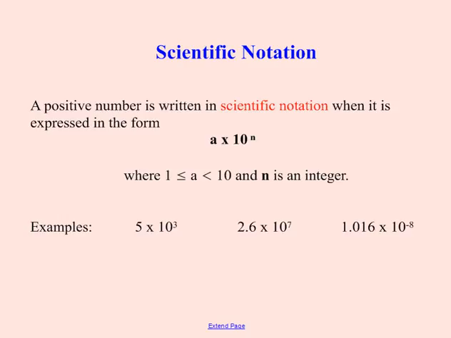We have 5 times 10 to the third. This is in scientific notation. You'll notice that the number 5 is between 1 and 10, and the exponent of the 10 is an integer. Our next example is 2.6 times 10 to the 7th. 2.6 is between 1 and 10, and the exponent of the 10 is an integer.